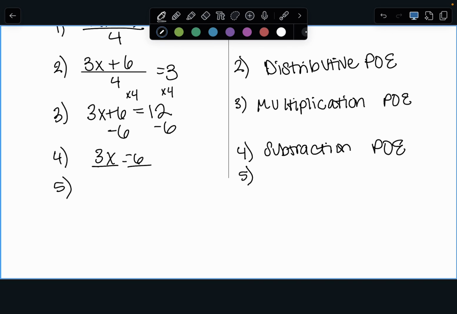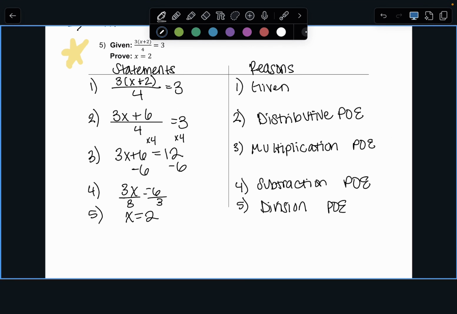Okay, what are you dividing by? What number do we have to get rid of in front of the x? The 3. We divide by 3. And we get x is equal to 2. So this is your division POE. We double check. Make sure that it matches what I was trying to prove. I knew my very last line had to be x equals 2. Double check to make sure it matches exactly.